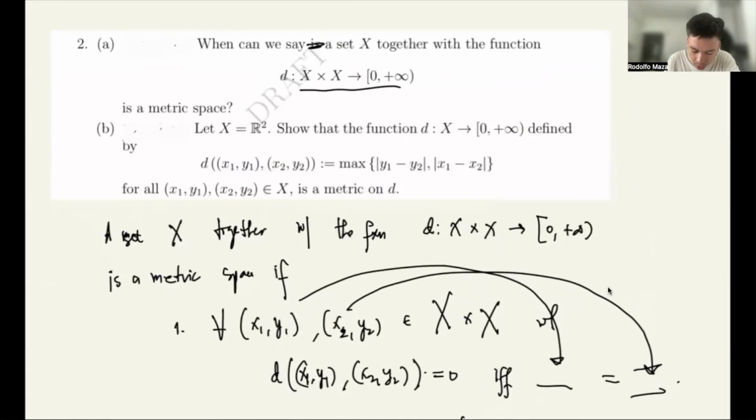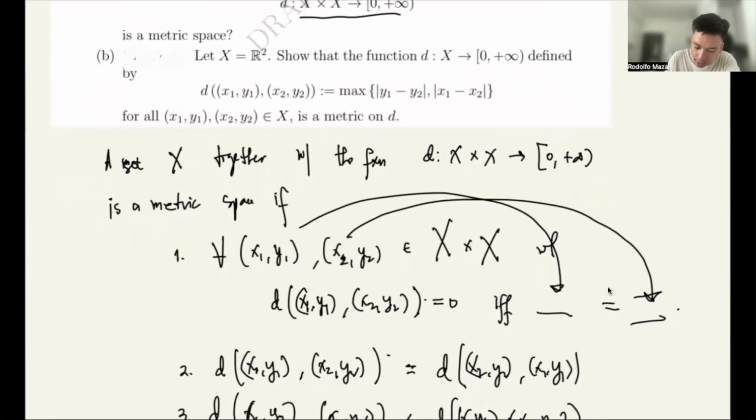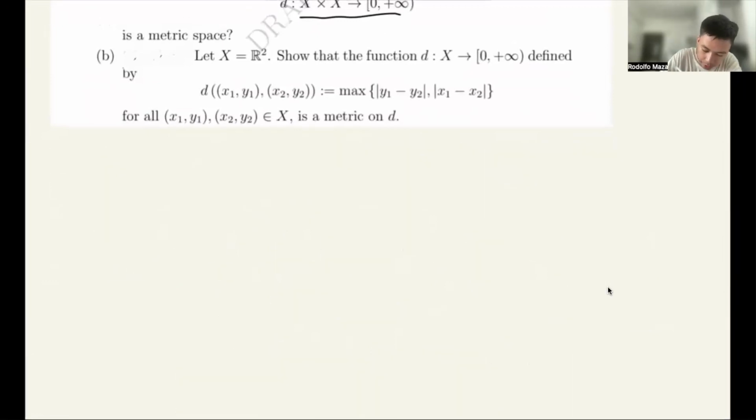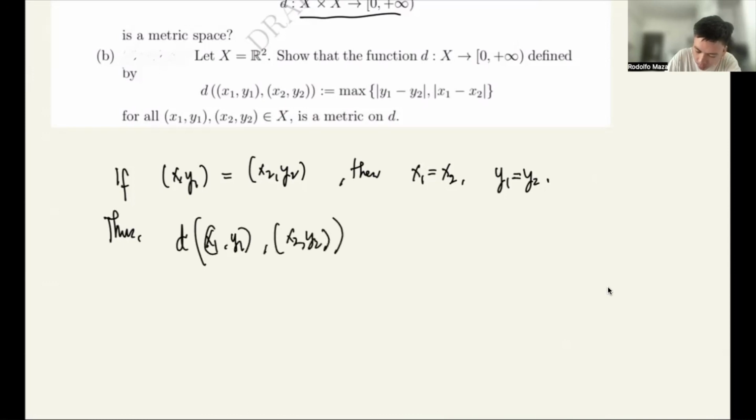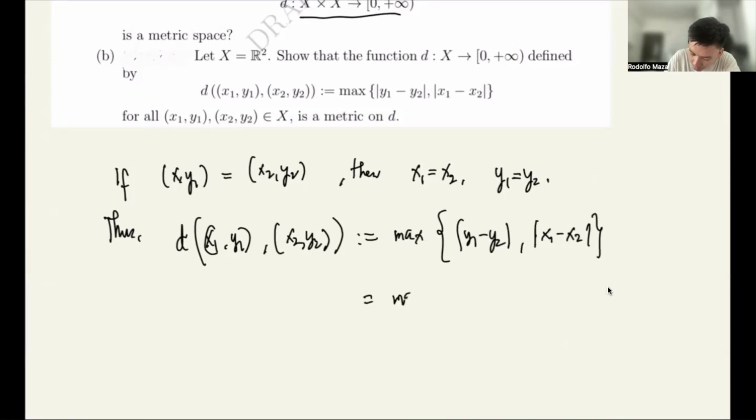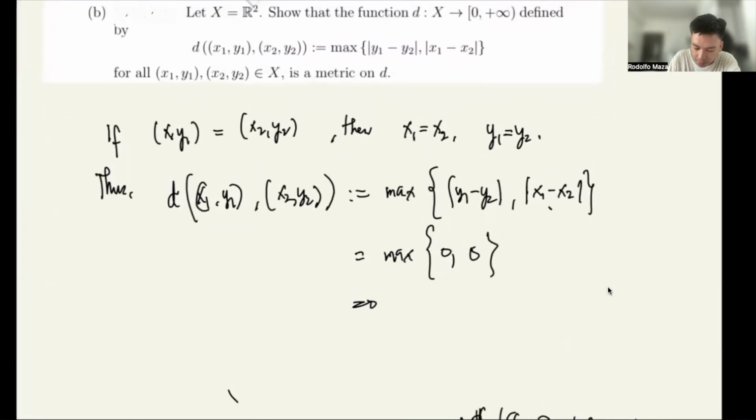For letter B, show that the function defined by this is a metric space. This is easy. If (x1, y1) is equal to (x2, y2), then x1 is equal to x2 and y1 is equal to y2. Thus, d of (x1, y1), (x2, y2) is the max of |y1 minus y2| and |x1 minus x2|. Since they are equal, y1 minus y2 is 0 and x1 minus x2 is 0, so the max is 0. Condition 1 for a metric space is satisfied.